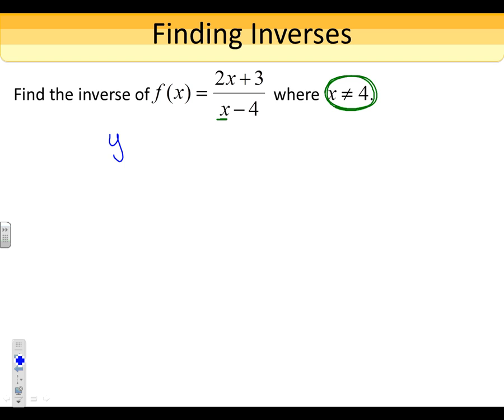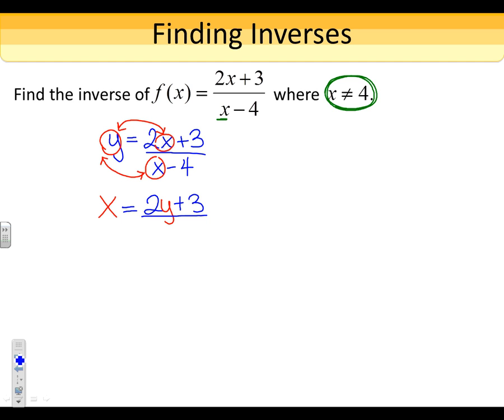So we're going to write this as y equals 2x plus 3 over x minus 4. And we're going to flip-flop. Anywhere you see a y, you plug in an x. And anywhere you see an x, you plug in a y. So we're going to have x equals 2y plus 3 over y minus 4. So just flip-flopping those x and y's.